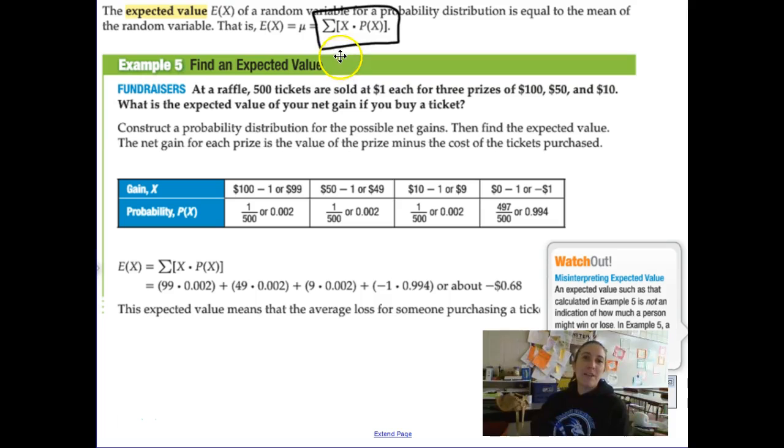Okay, so if you multiply the random variable times the probability that that will occur, and then you add up all those different possibilities, let's just say it that way, you're going to create what's called an expected value.